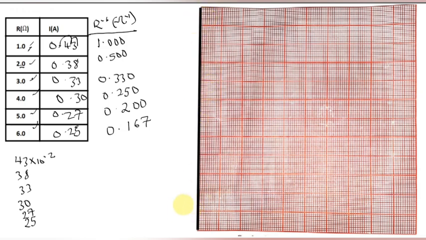So I've come to this place. This is going to be my 0 mark here. So I have 0, I have 10, I have 20, I have 30, I have 40, I have 50. So this side, what am I putting here? I'm putting I. So the current, this is I times 10 raised to power minus 2 ampere.